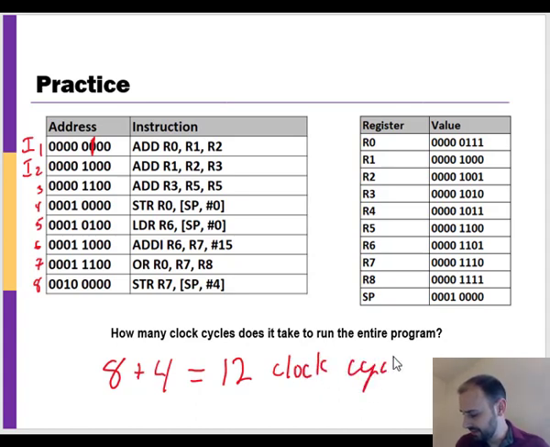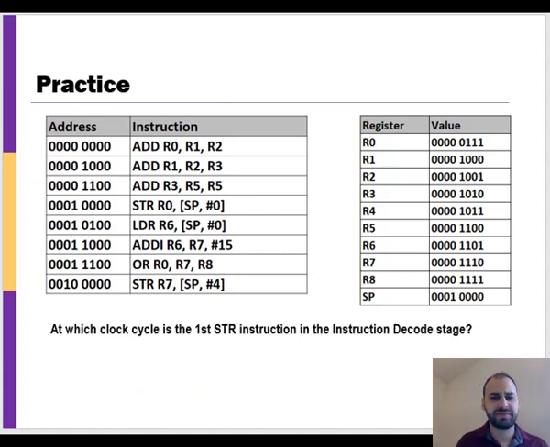clock cycles. Okay, now the reason we care about a question like this is it's just getting an understanding of how things are happening in parallel, how things are timed. Okay, let's take this a little bit of a step further and say, well, what clock cycle does the first store instruction enter the decode stage? So let's break this down a little bit.